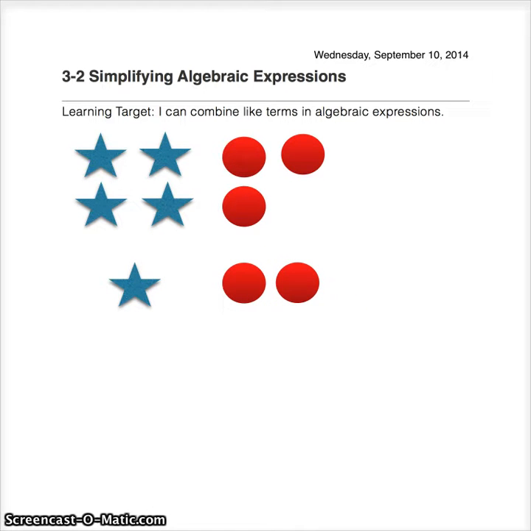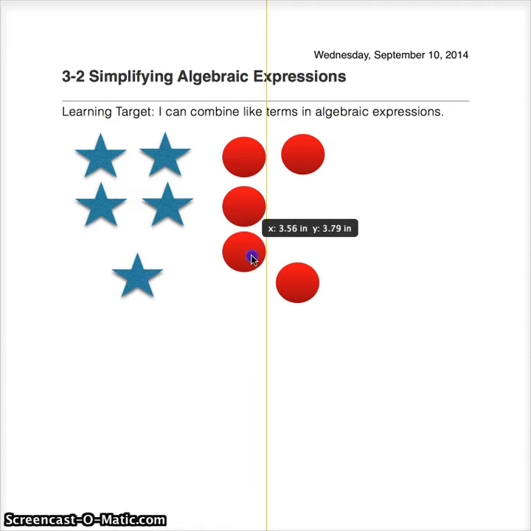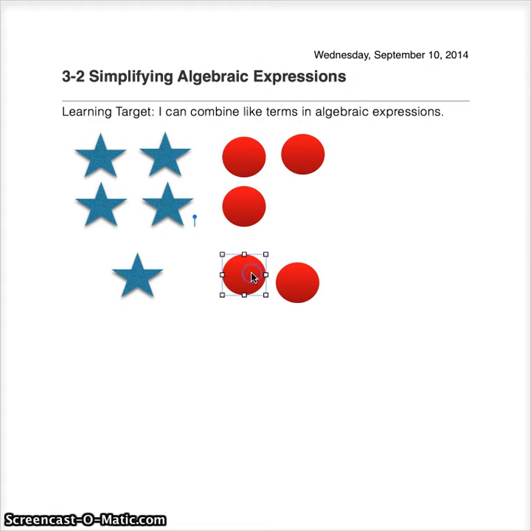Notice that I can only combine like terms or things that are similar. I can't combine stars with circles. I can only combine stars with stars. And I can't combine circles with stars. I can only combine circles with circles. So now let's look at what that looks like if we're looking at numbers.